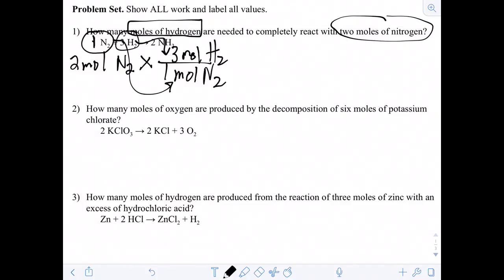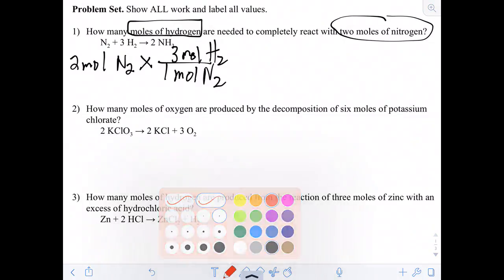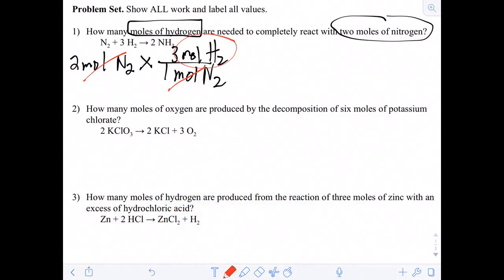Why did I put moles of N2 on the bottom? Because my goal was to cancel that unit, right? So that's why I did that. That was the reasoning. And now I'm left with moles of H2, which is what the question was asking for. So I'm finished. That's my only step here. As soon as you get the units that the question's asking, you're finished. So in your calculator, that's just 2 times 3. This is 6 moles of hydrogen. Is that super easy? Okay.